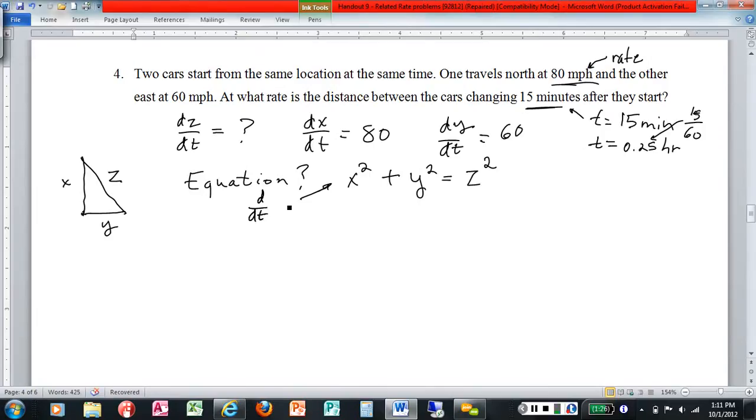So what's the d/dt of x squared? Well, the derivative would be 2. Bring down your power, subtract 1 from your power, so 2x. But I'm doing the derivative with respect to t, so I also need what else? I need dx/dt, don't I?